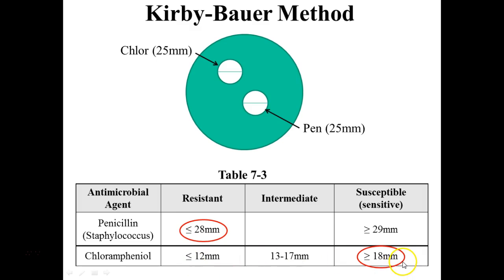For the chloramphenicol, 25 is greater than 18, so therefore it's sensitive. That would be the antibiotic the doctor would prescribe to his patient. Make sense? So we don't compare individual antibiotic zones to each other. We have to actually measure and compare to the table to determine susceptibility and resistance. Easy, right? Cakewalk.